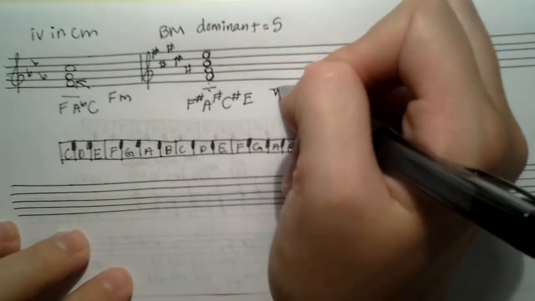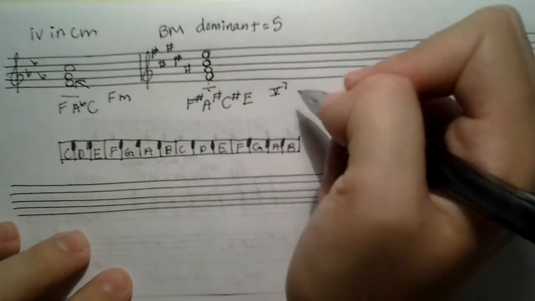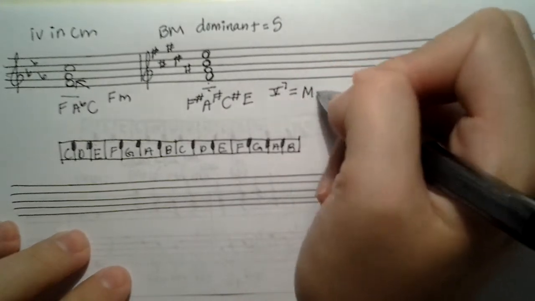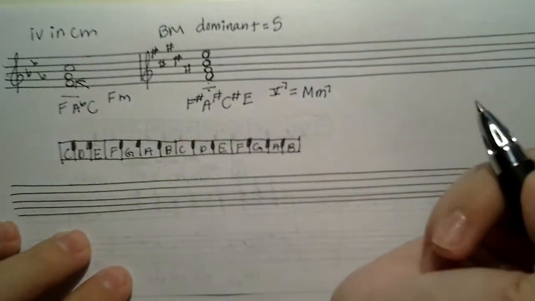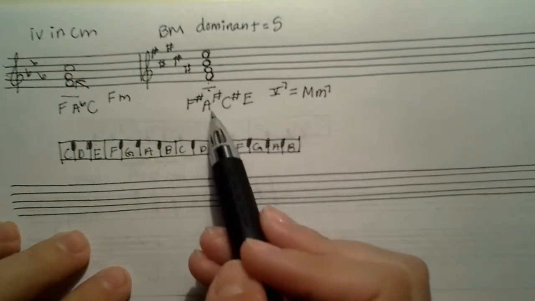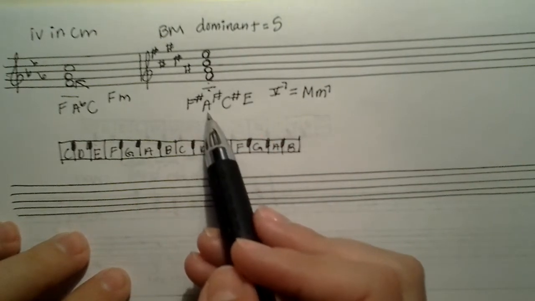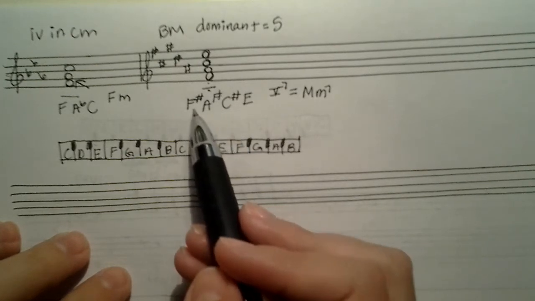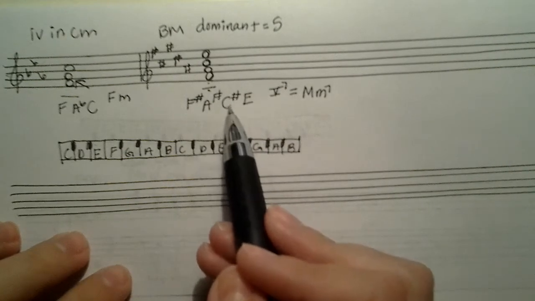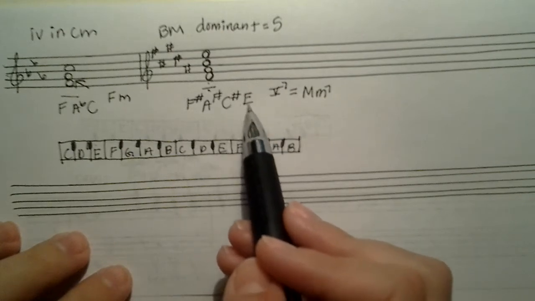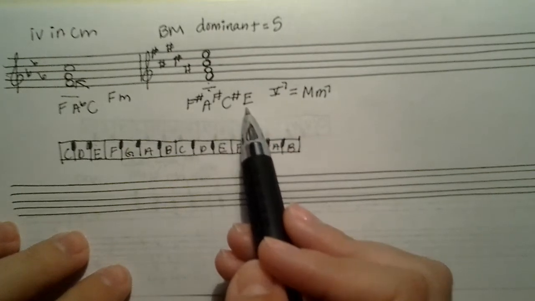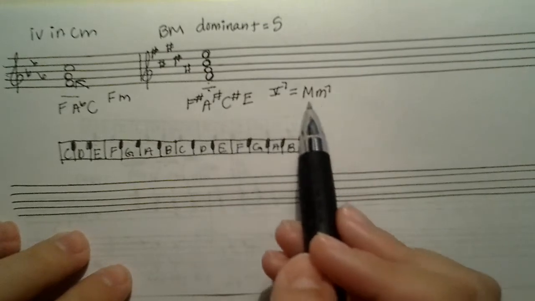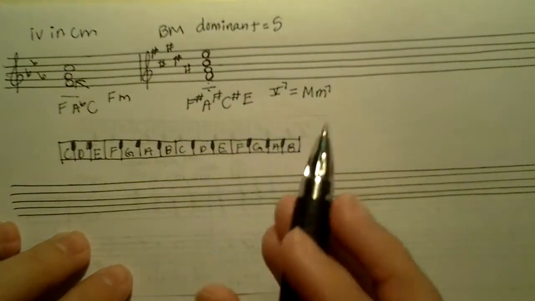Now a dominant 7th, which looks like this in Roman numeral, remember it means that we have a major minor 7. So let's check this. F sharp to A sharp is a major 3rd. A sharp to C sharp is a minor 3rd. So far we have a major chord. Then C sharp to E is a minor third. So we do have a major chord with a minor third on top.